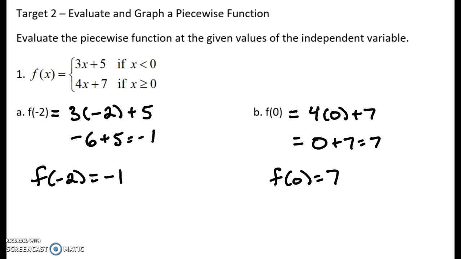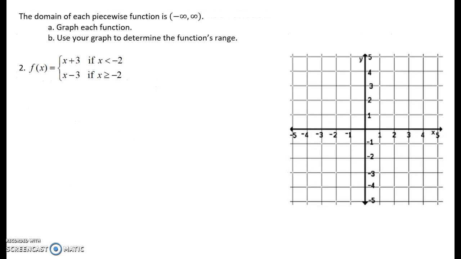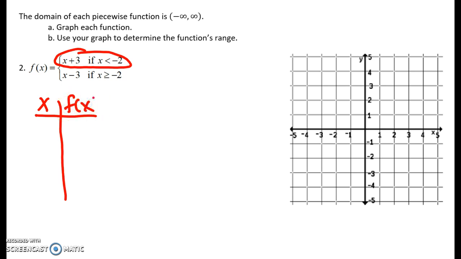Next, we're going to talk about how to graph a piecewise function. So suppose we're given that f of x is equal to x plus 3 if x is less than negative 2, and f of x is equal to x minus 3 if x is greater than or equal to negative 2. To graph this, we want to make a table of values for each part of the graph. So I'm going to start with this top part. Make a table of values. And I'm going to substitute numbers in for my function.